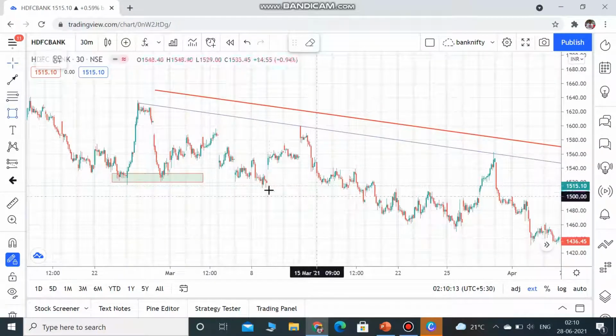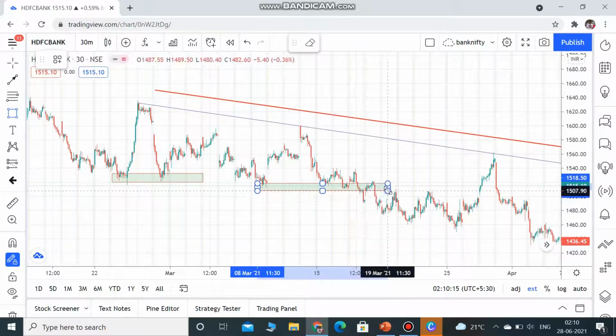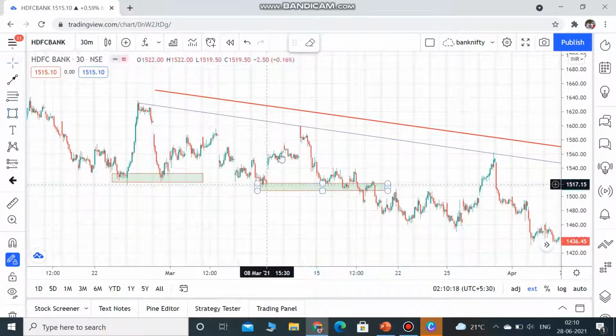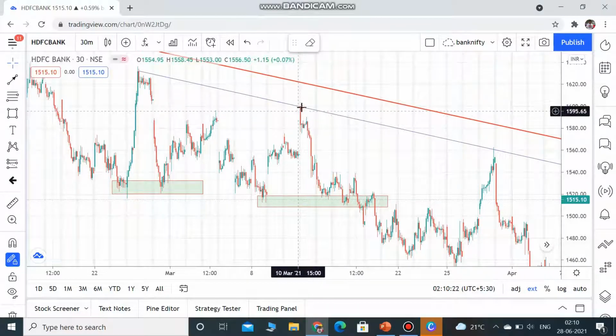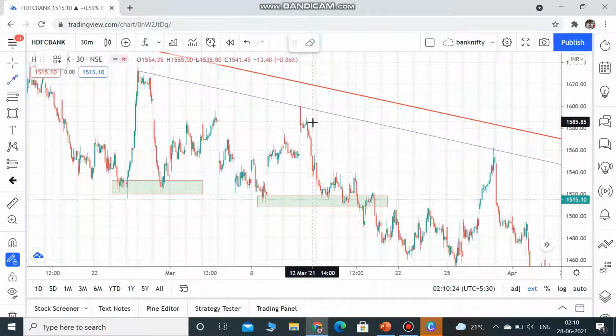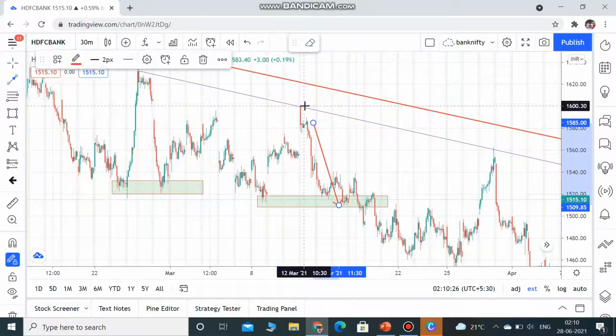See, this was the reason why the stock went above. So this will be my support, and this will be my resistance. I will be shorting here with stop loss above the wick and profiting here.